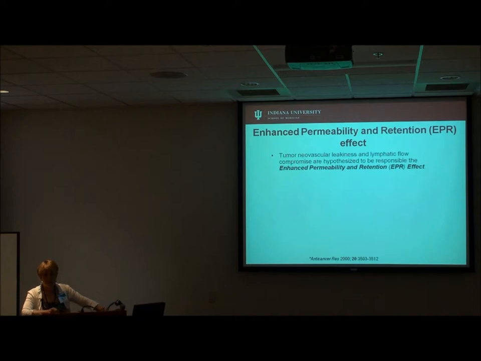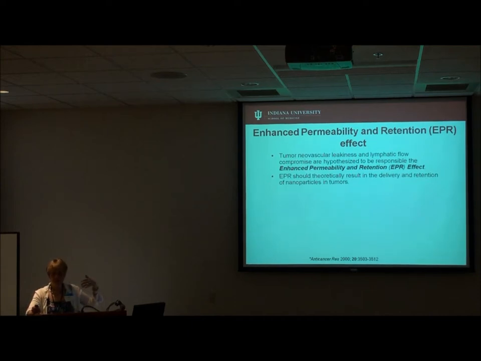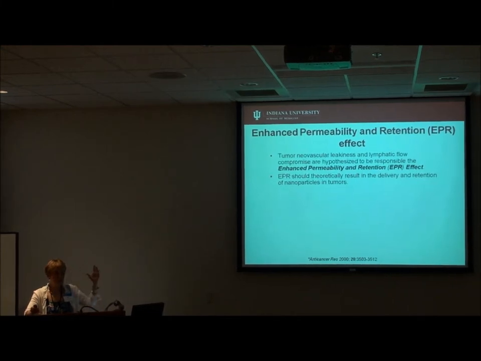So here's my slide to make my argument. The enhanced permeability and retention effect, the idea here is that the tumor neovasculature leakiness and lymphatic flow compromise is supposedly responsible for this effect. And it should theoretically result in the specific delivery of nanoparticles to a tumor, because the rest of your vascular system is normal, correct? And so if you have these leaky areas, your nanoparticles just automatically fall out of that area just because the fenestrations of the capillary and the neovascular system are much larger than your nanoparticles. They're a couple hundred nanometers wide. So you should be able to just drop a 60 or 90 nanometer nanoparticle through that hole and boom, you're at the tumor.